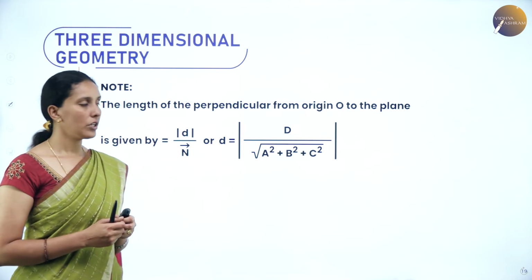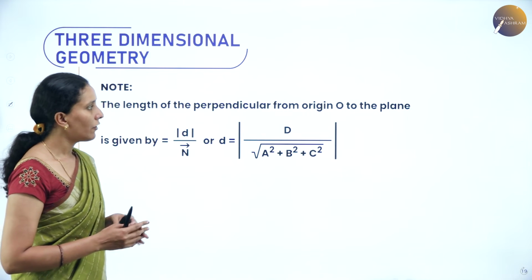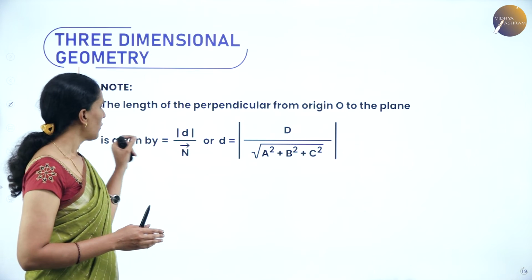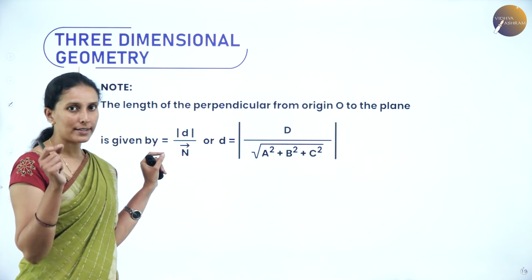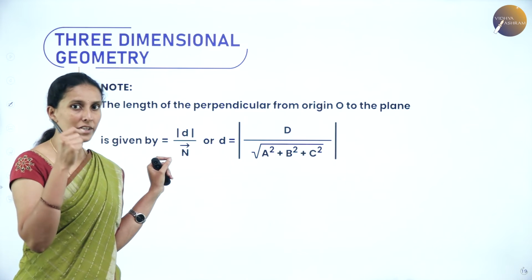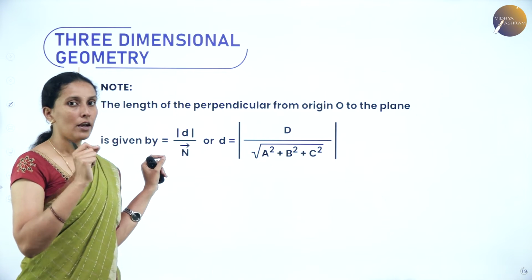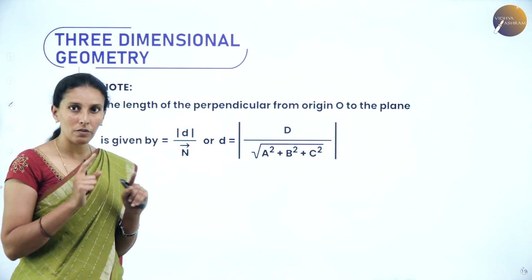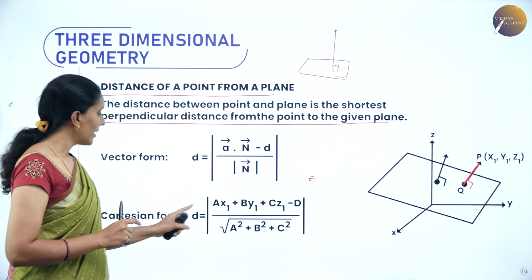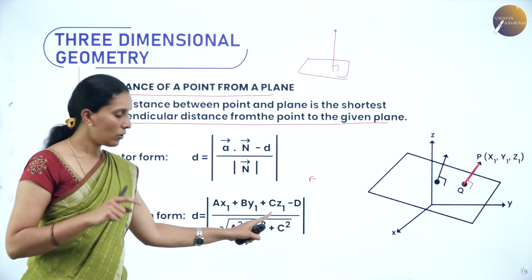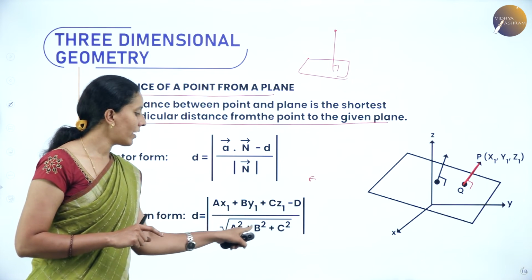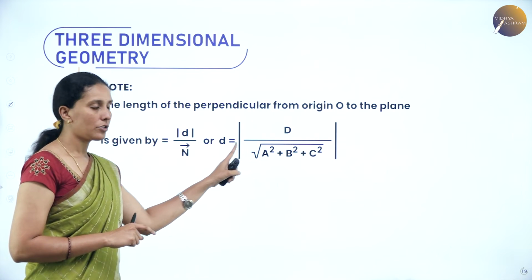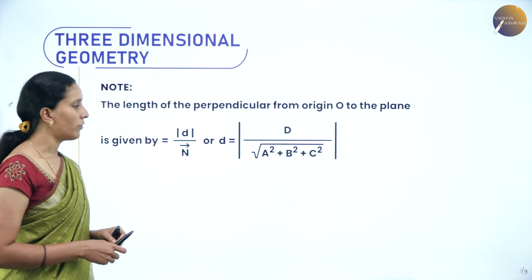Next. So note here, the length of the perpendicular from the origin to the plane is only d, because we have no x, y, z. When I consider strictly the point as origin, whose coordinates will be 0, 0, 0, therefore x1, y1, z1 will be 0, and hence if you put x1, y1, z1 as 0, the equation becomes d divided by square root of a square plus b square plus c square. So this is the Cartesian form, and again this is your vector form.